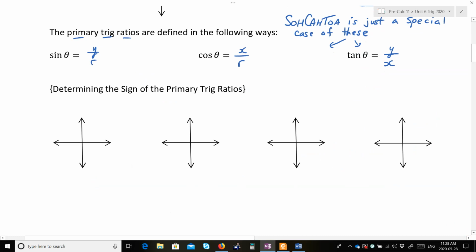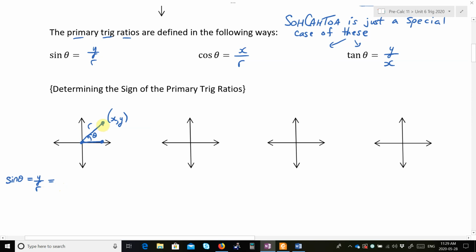And so this next little section is determining the sign of the primary trig ratios. And we'll look at 4 situations in each of the 4 quadrants. This is r, this is angle theta, and this is the point (x, y). Okay, and so sine theta, according to the definition up above, is y over r. And what we're going to do, guys, is we will look at the signs of each of these letters, whether they are positive or negative.